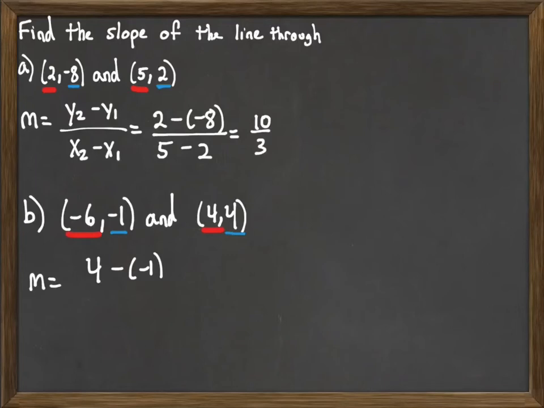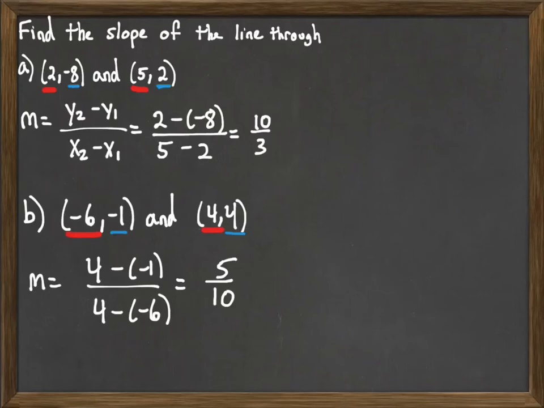That will be the difference of the y's, and then we keep the same order in the denominator. So it's going to be 4 minus a -6. And then we just need to go through here and simplify. So in the top, 4 minus a -1 would be 4 plus 1, which will become +5. And then we simplify in the bottom. 4 minus a -6 would be 4 plus 6, which will be +10.